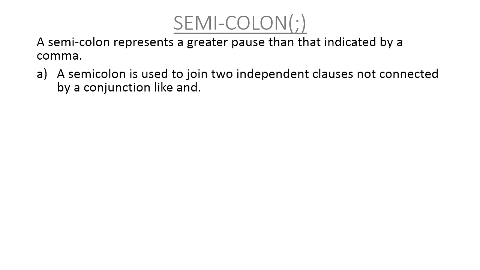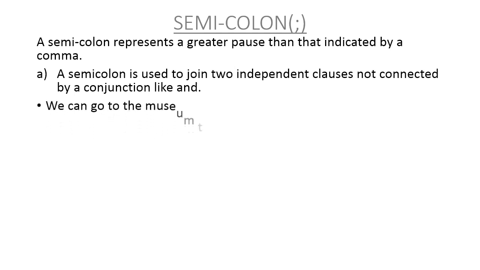So a semicolon is used to join two independent clauses. Independent clauses means two sentences which are not dependent on each other. They are individually one complete sentence. So a semicolon is used to join two independent clauses not connected by a conjunction like and.